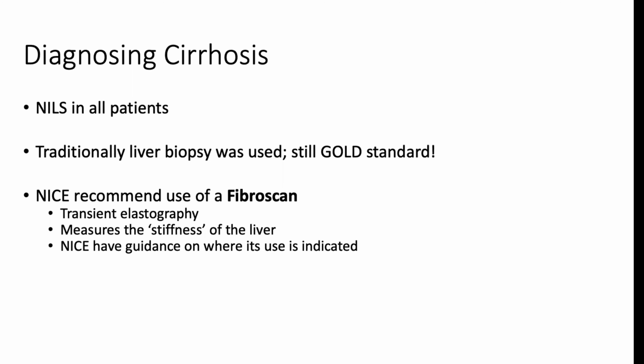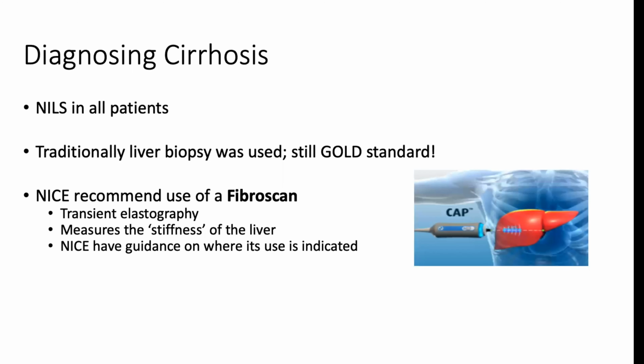NICE recommends something called a FibroScan, which we did mention before, and this essentially uses a 50 megahertz wave, which is passed into the liver from a small transducer at the end of an ultrasound probe. It's also known as transient elastography, and it effectively measures the stiffness of the liver, and that's a proxy for fibrosis. And then NICE have specific guidance on where it's used. Examples might include people with Hep C infection, men who drink over 50 units and women who drink over 35 units per week, and people diagnosed with alcohol-related liver disease are all indications for a FibroScan.